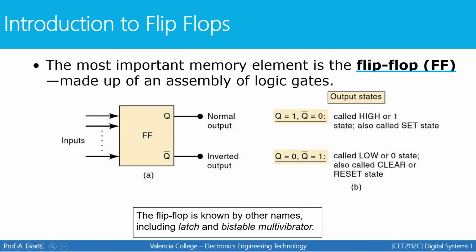And definitely, when we think about a flip-flop, we think about also the output states. If Q is 1, we call that the high state. We also call that the set state. When Q is 0, we call that the low state or the reset or clear state. So when we say the flip-flop has been cleared, that means that the output Q is low. If we say the flip-flop has been set, then the output Q is 1. So these are the output states that we'll refer to when we discuss how a flip-flop works. The flip-flop has other names, including a latch and bistable multivibrator. That's another word for a flip-flop.